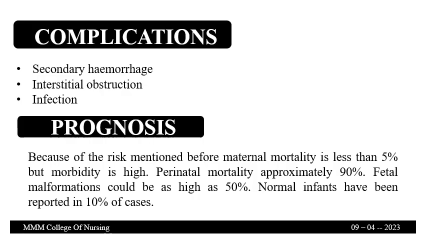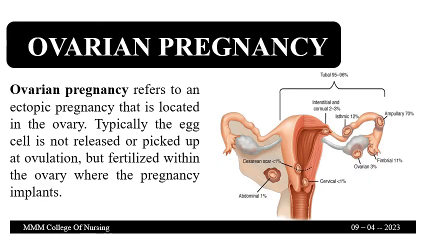Prognosis. Because of the risk mentioned before, the maternal mortality is less than 5%, but the morbidity is high. Perinatal mortality is approximately 90%. Perinatal here denotes the fetal mortality. The neonatal mortality is approximately 90%. Fetal malformations could be as high as 50%. Normal infants have been reported in 10% of cases.